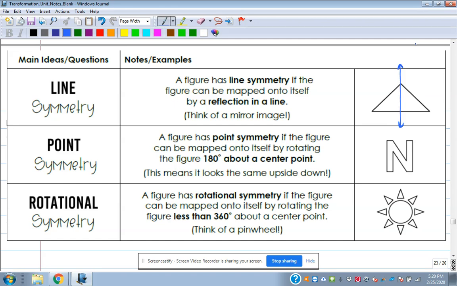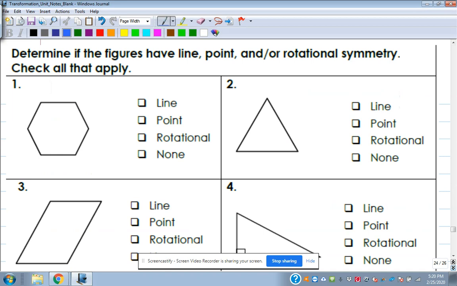So what we're going to do, and I think one of the best ways of seeing this, is just look at some pictures and try to decide what kind of symmetry they have. So it's a checkbox kind of game. We're going to look at the picture and decide: does it have line symmetry, point symmetry, or rotational symmetry? It might have all three, or it could have none of those.